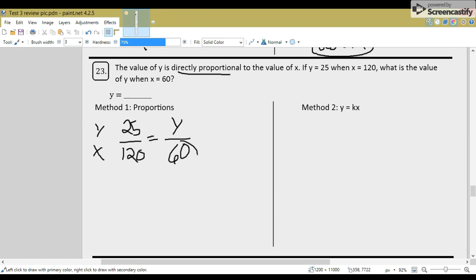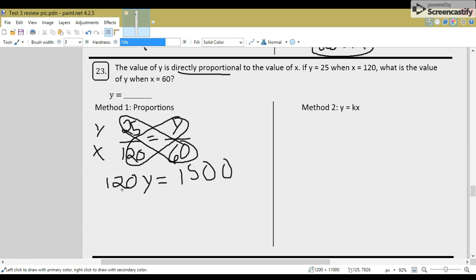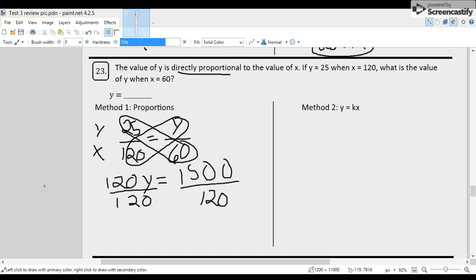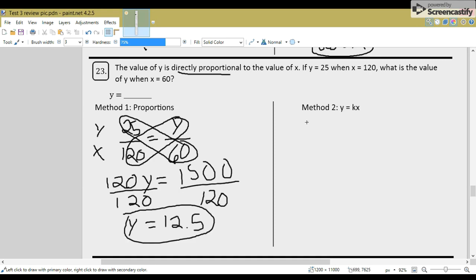There's an equal sign, so we could cross multiply. So we have 120y equals 1,500. Divide each term by 120. If you divide that, you get 1y equals 12.5. Method 2, y equals k times x. So we're going to find k first. So we have 25 equals 120 times k.